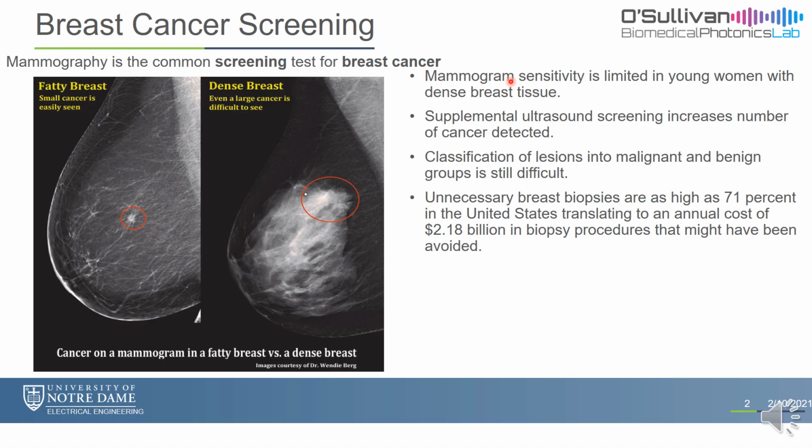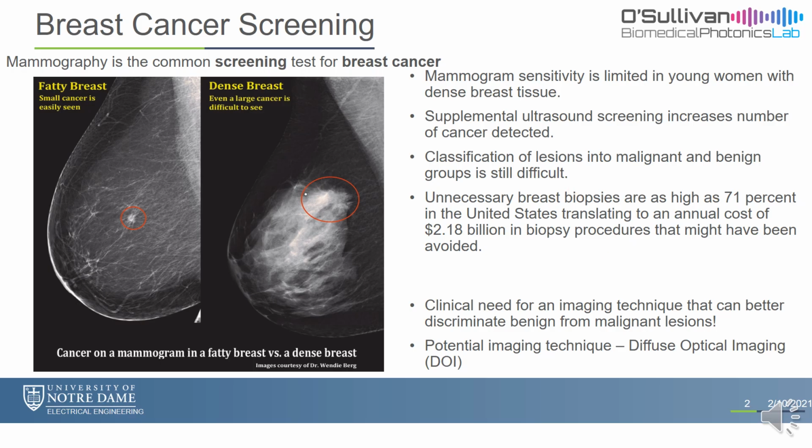In such cases, adding ultrasound screening does increase the number of cancers detected. However, it is still hard to identify whether the detected lesion is benign or malignant. Since that question remains unanswered most of the time, this leads to an increased number of unnecessary biopsies. Unnecessary biopsies are as high as 71% in the United States, and this translates to an annual cost of $2.18 billion. Keep in mind that these are biopsy procedures that could have been avoided, and they also end up causing a lot of emotional and physical distress to the patients going through these procedures.